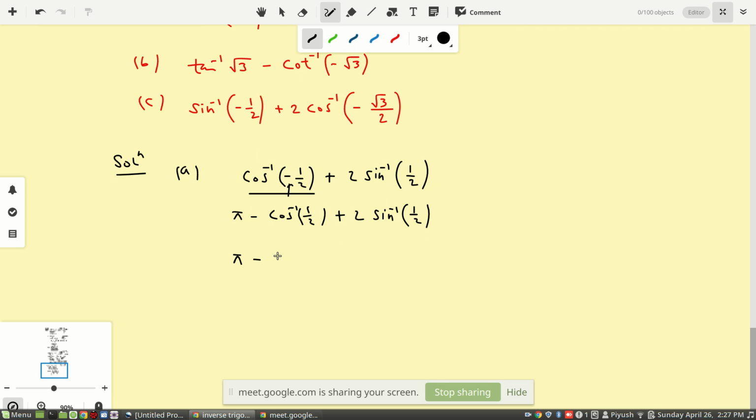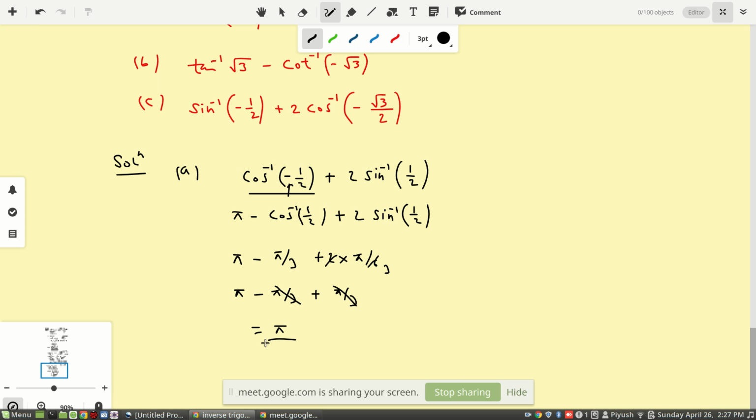So cos inverse of half is 60 degrees, which can be written as pi by 3, and this is 2 times sine inverse of half. Sine is half at 30 degrees, so that is pi by 6. Then it is all about solving this. So pi minus pi by 3 plus 2 times pi by 6, which is pi by 3. Then the plus and minus pi by 3 get cancelled, and our final answer is pi. That's it.